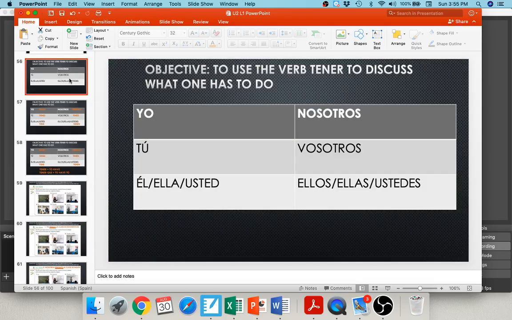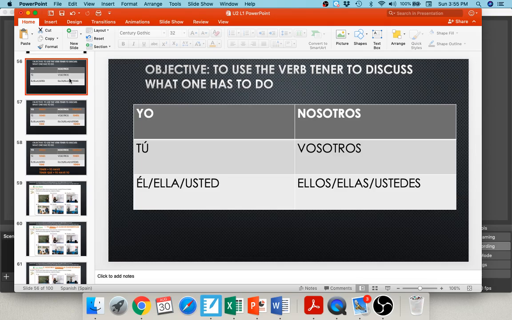I want to move on to our next learning objective here, which is to use the verb tener, which means to have, to discuss what one has to do. So let's flash back really fast to your subject pronouns in Español. I told you this magical box would be helpful to you throughout the duration of the semester.